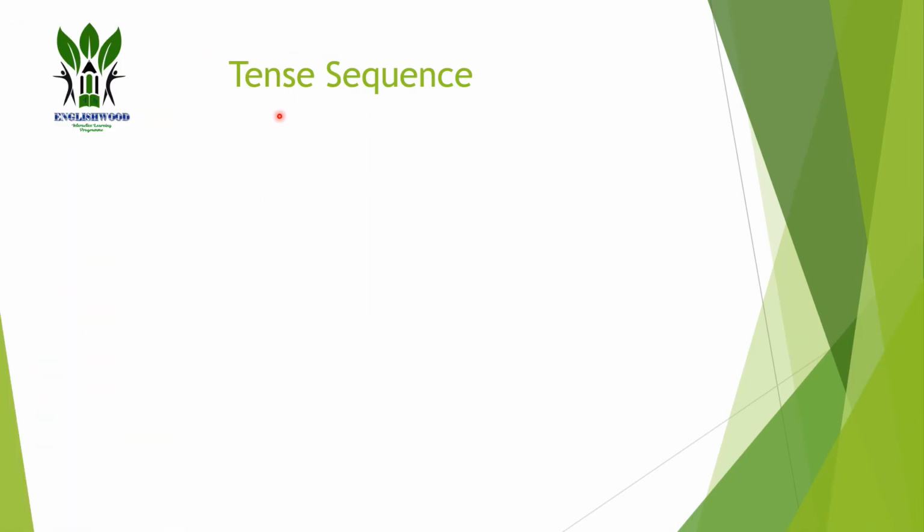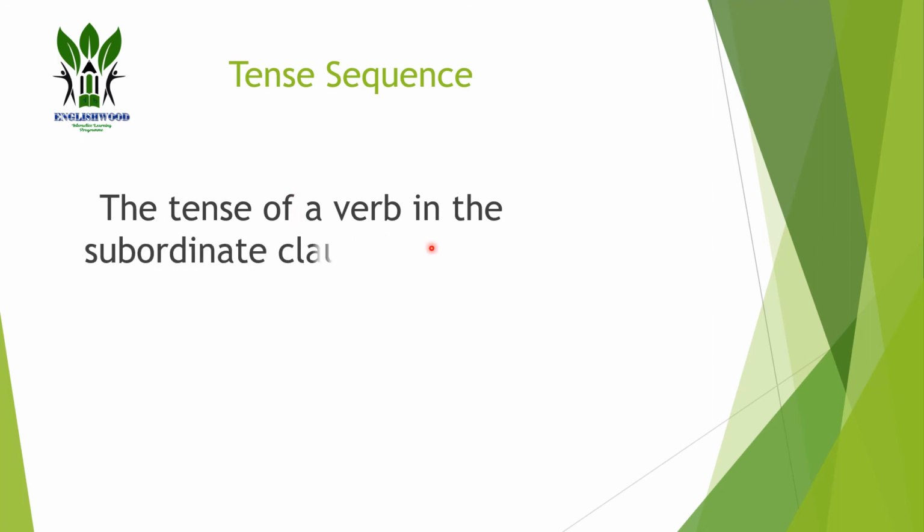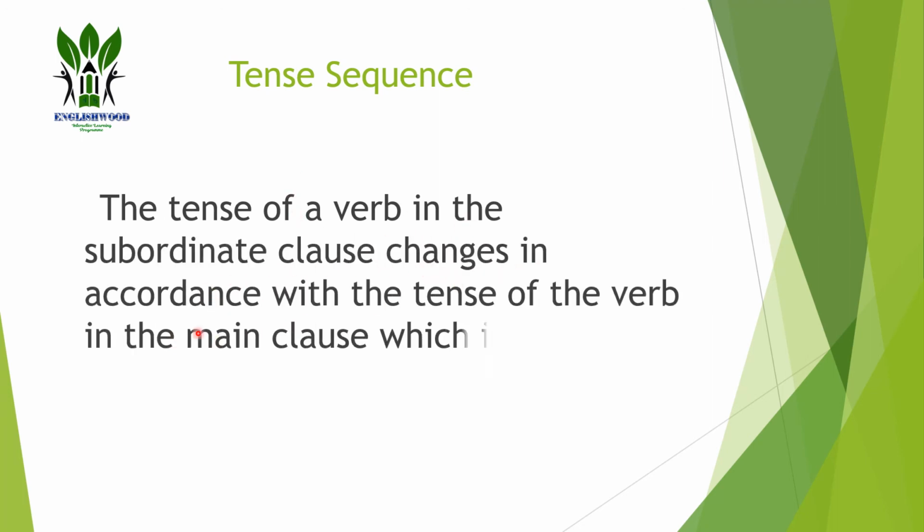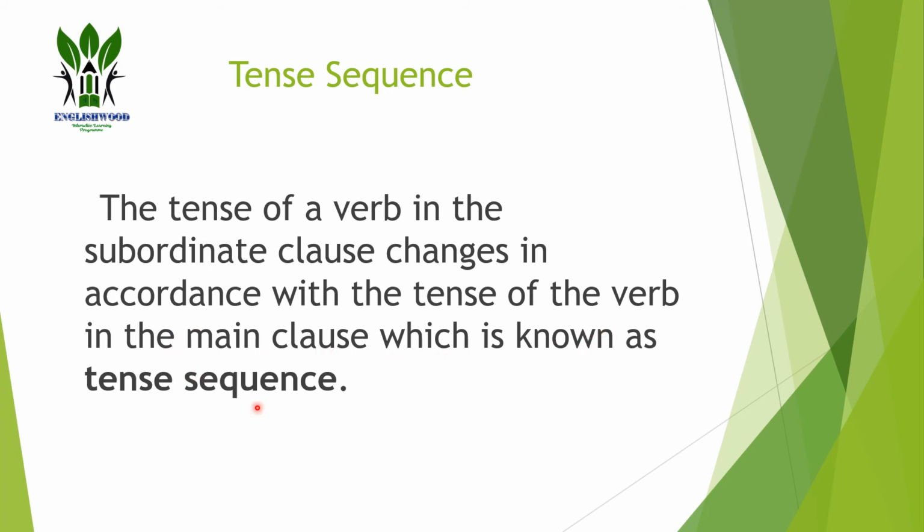Another thing you can learn, which is optional, up to C level students. These are basically used at the higher levels, but it is very good to understand the tense sequence. The tense of a verb in the subordinate clause changes in accordance with the tense of the verb in the main clause, which is known as tense sequence. That means main clause and subordinate clause are there, and on the basis of the main clause, the subordinate clause changes, and this is the tense sequence.